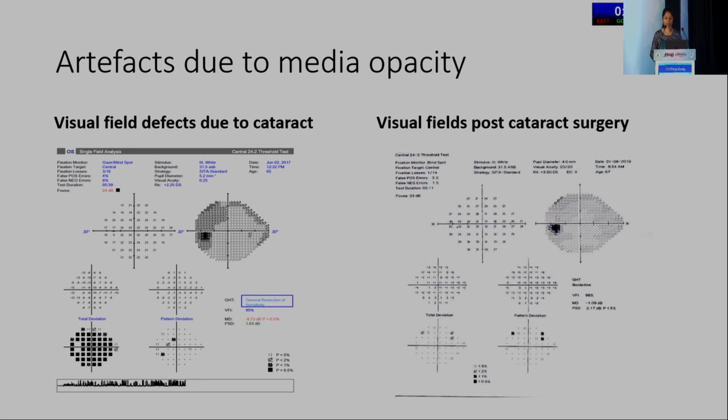Artifacts due to media opacities. This is commonly seen due to cataract or uncorrected refractive errors also. So the first visual field is showing generalized reduction in sensitivity due to cataract. Post-cataract surgery, the repeat fields are normal.